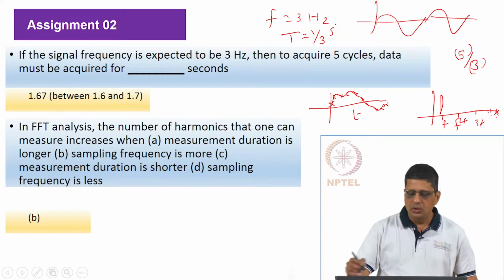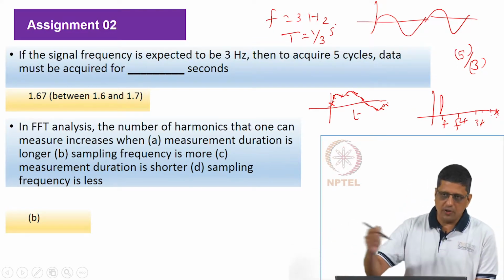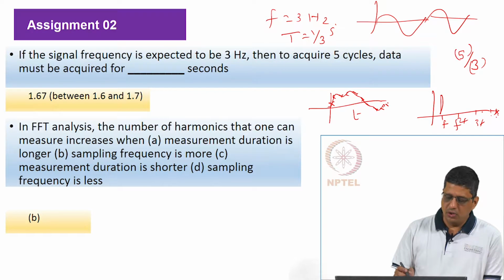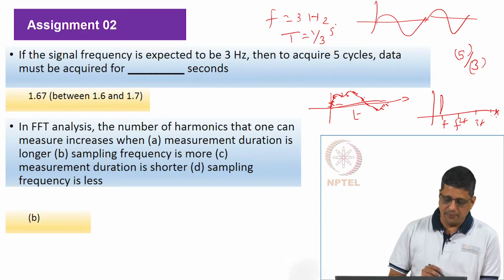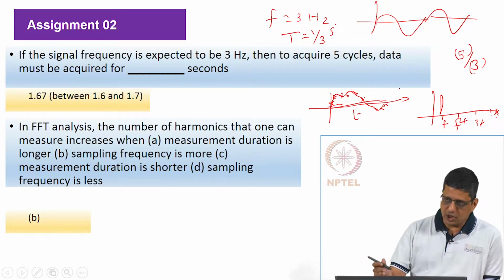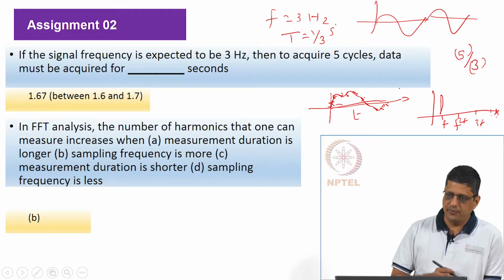Okay. So, if I want to get more number of harmonics, what should I do? Should I increase the time of measurement? Should I sample at a faster rate? Okay. Should I make it shorter? Should I sample less? The answer is, of course, you have to sample at a faster rate.